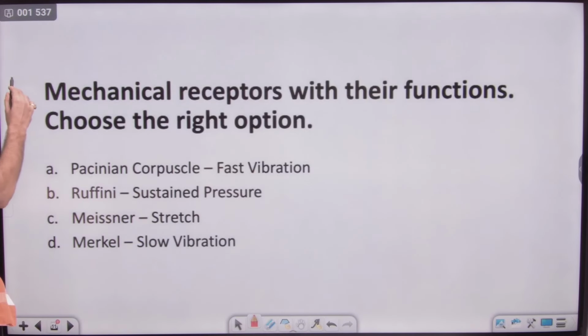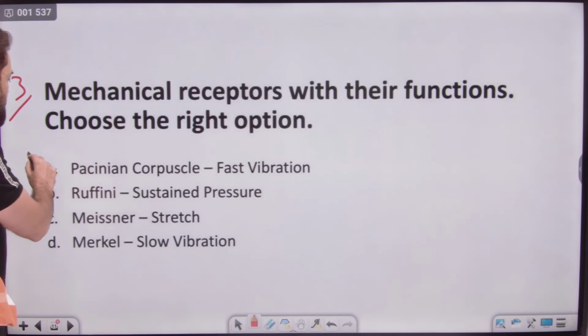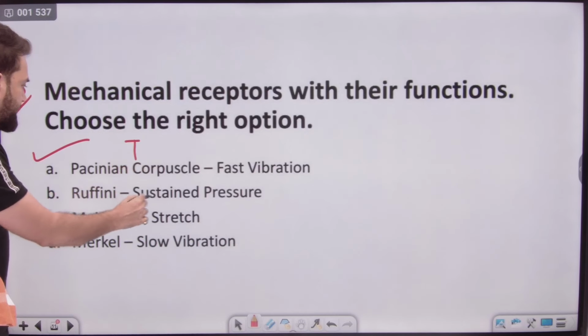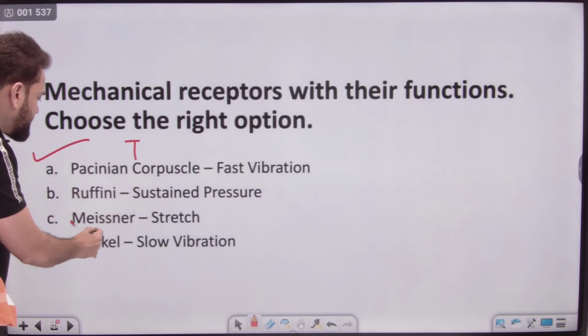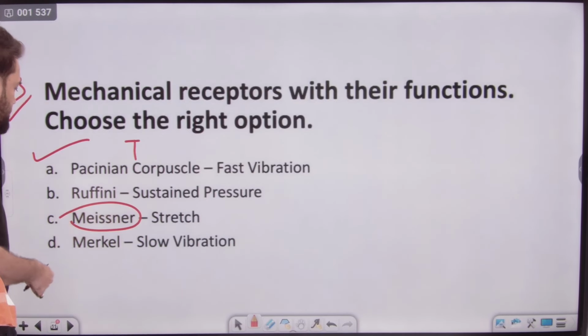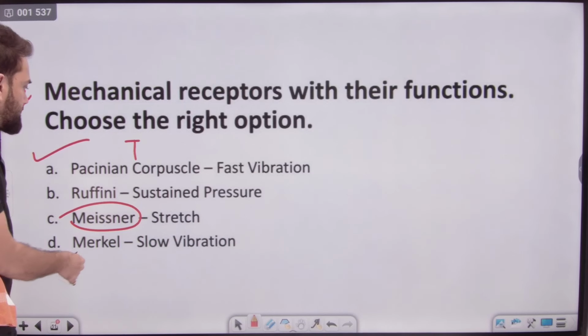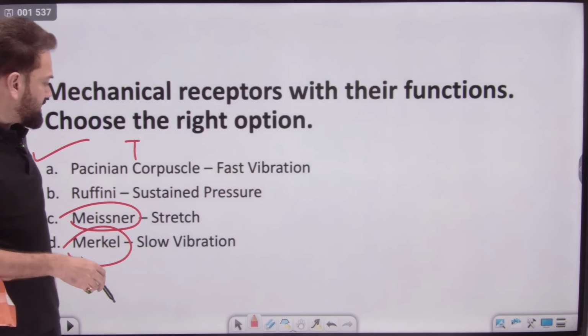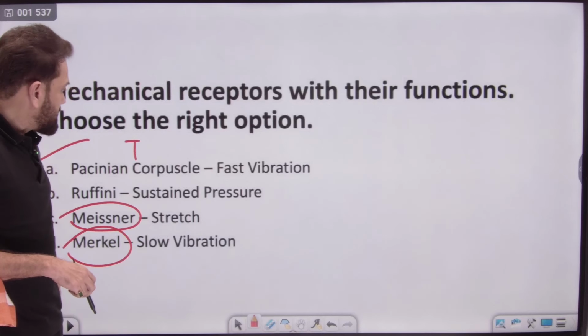Now the next question is about mechanoreceptors with their function. Choose the right option. Pacinian corpuscles, fast vibration: absolutely true. Ruffini, sustained pressure: no, it is stretch. Meissner's, stretch: no, it is slow vibration. Merkel, slow vibration: no, it is two-point discrimination, it is touch. Lot of things are there.